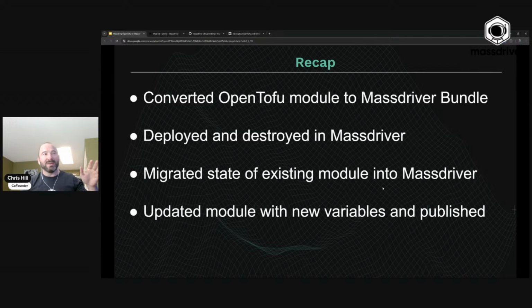And the last thing that we did is then we began doing all of our maintenance to the IaC through the bundle itself. We modified the OpenTofu. We added a new variable. We updated the resource configuration from it. We imported those changes, republished, and we're able to continue managing and deploying the resource through Massdriver. So that shows you a full end-to-end workflow of taking existing OpenTofu, bringing it into Massdriver, and managing it exclusively through Massdriver going forward.